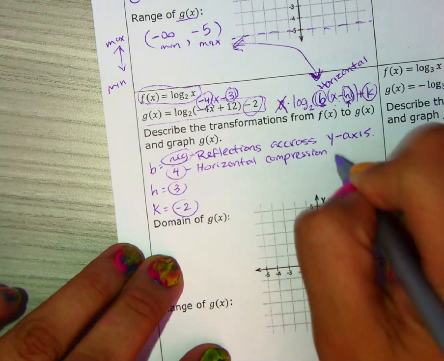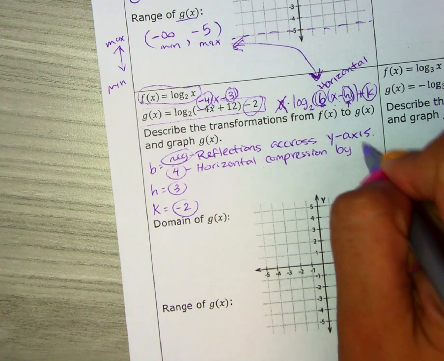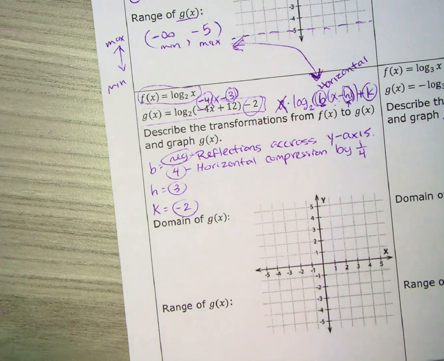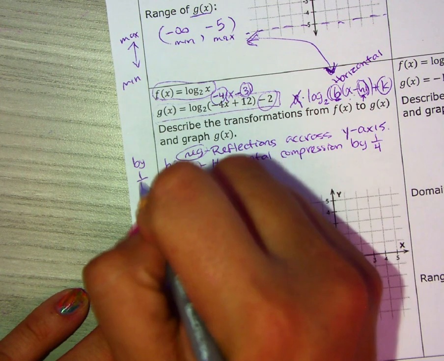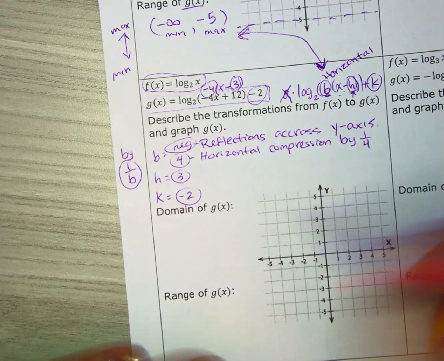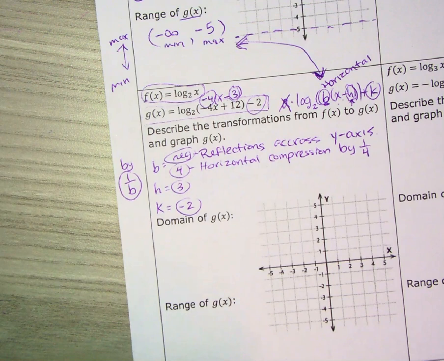And you're going to say by 1 over b. So you're going to say 1/4. So keep that in mind. When it's b value, you're going to say by 1 over b. All right, next we have an h value that is 3.